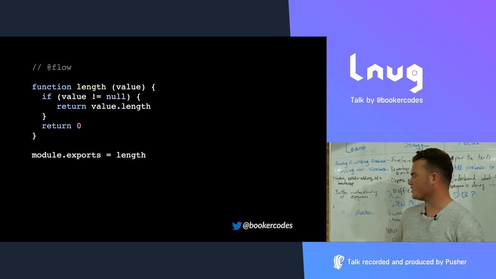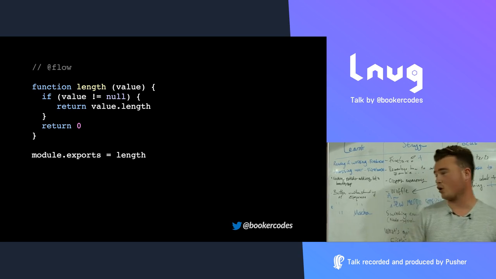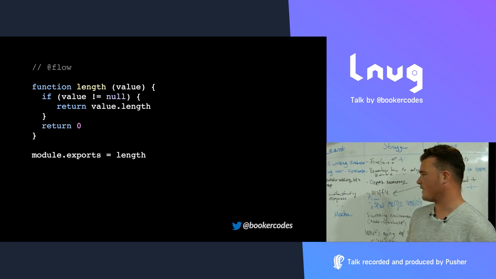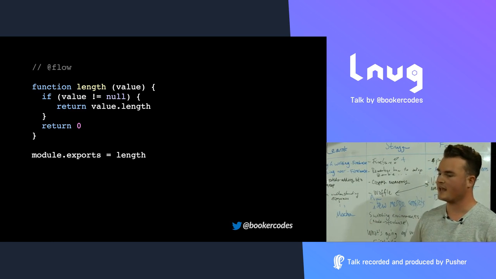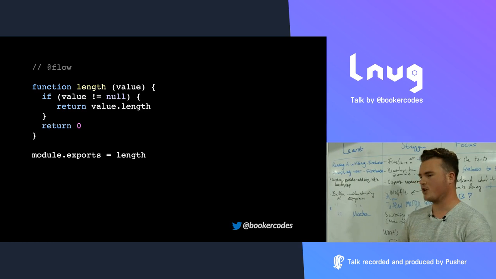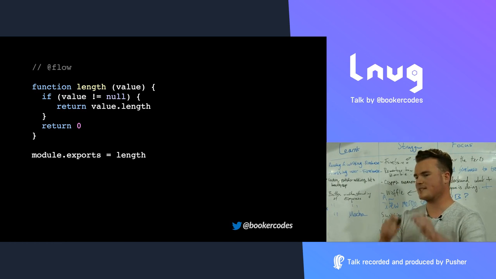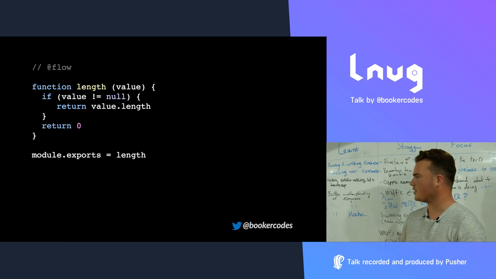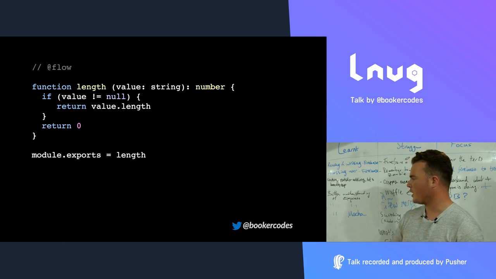Right, so Flow gets more interesting yet when you try and export a module or a function. So in this case, I have the same length function, and I'm exporting it at the bottom there. And in JavaScript in general, when you export something, you're essentially making it public. Now, when you export something using Flow, you have to explicitly define the types of the arguments as well as the return type. And using Flow, you can do that very simply using a colon and then the type.